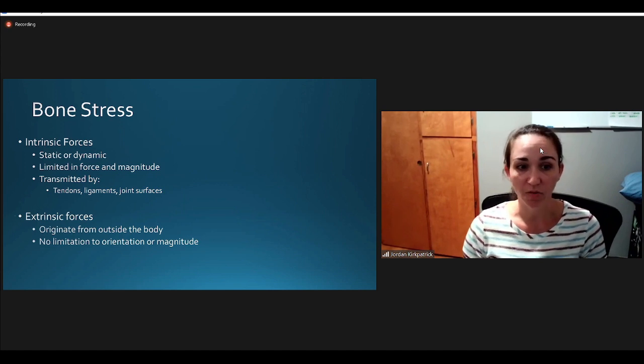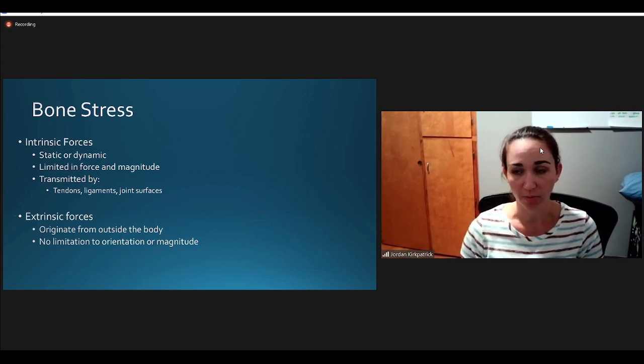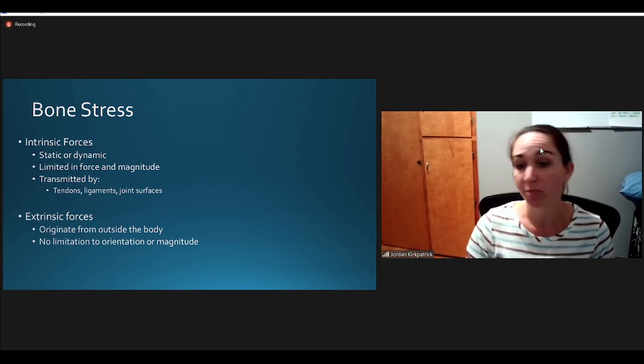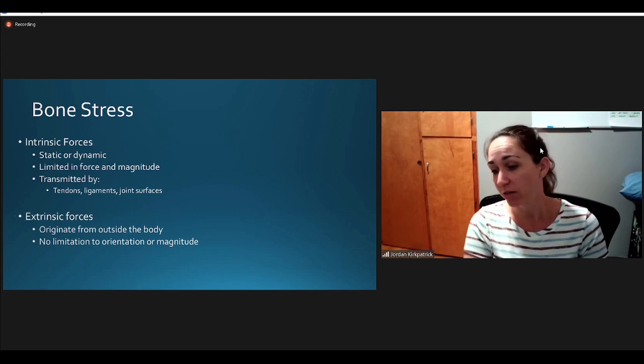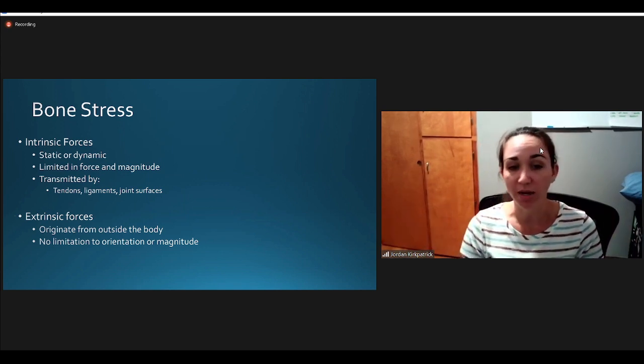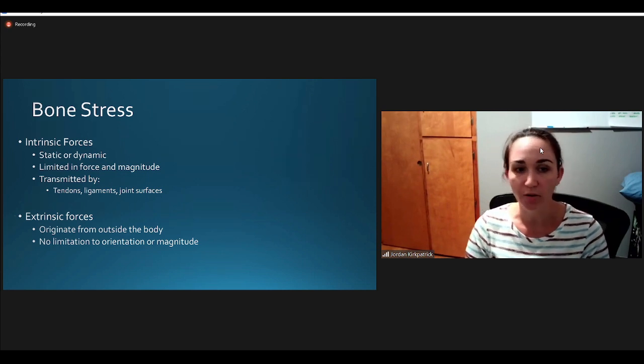And then extrinsic forces are anything that originate outside the body. So there's no limit to orientation or magnitude, meaning I could be walking and then get hit by someone on a bike. And those forces from the person hitting me on the bike could be all over the place on my body. I can't control those because it's an outside force.